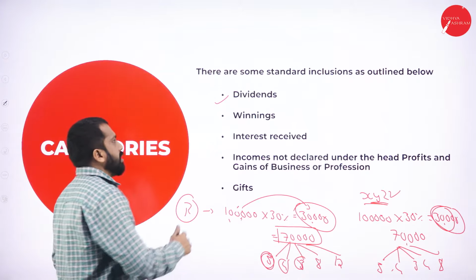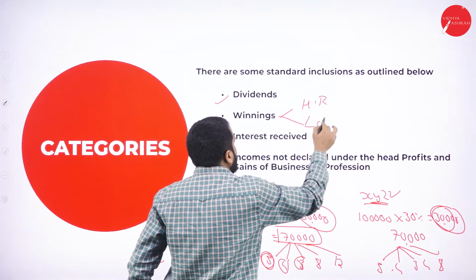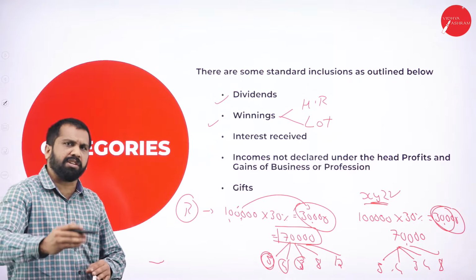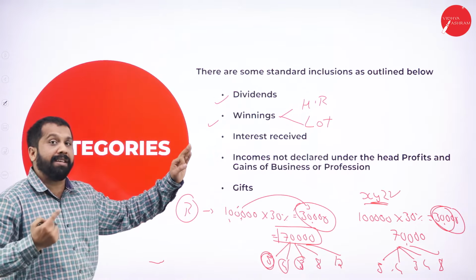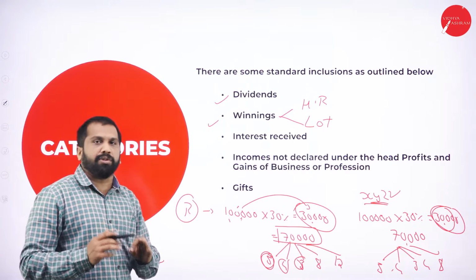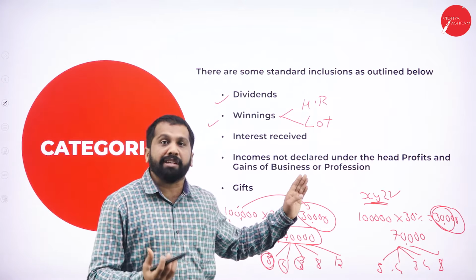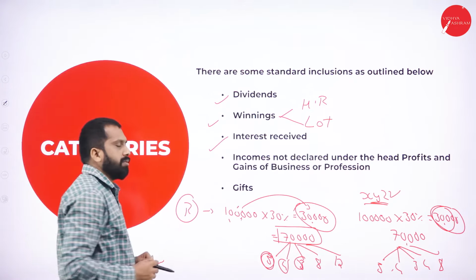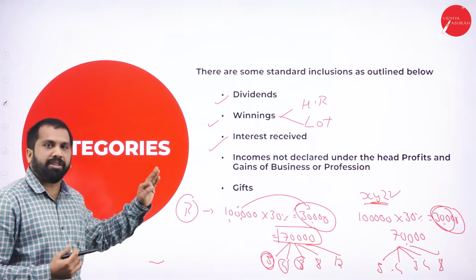Now, similarly, winnings from horse race and winnings from lottery. Any winning from lottery or horse race, remember, the highest tax we pay is 30%. If it is a horse race or lottery, we have to pay the highest tax, that will be 30%. Remember, in income from other sources, you are not supposed to calculate tax here. You are supposed to calculate how much is your income from other sources. Now, similarly, interest received, like your bank interest, post office interest, all those come under interest received.